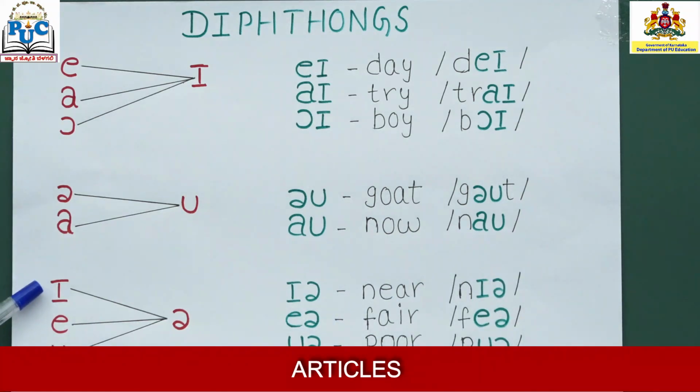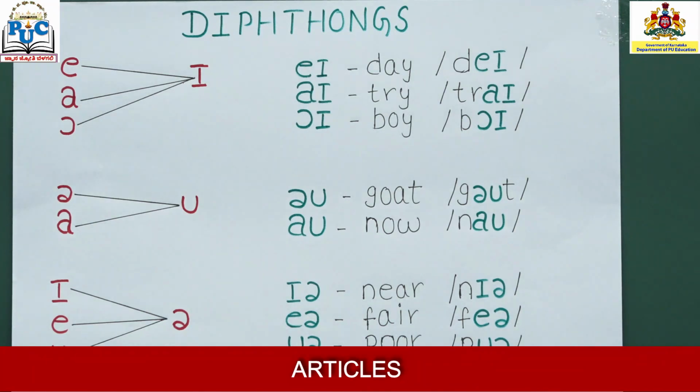The next one is I, it becomes ear, as in near. This is a, becomes air, fair. u, oor, as in poor. R is silent.